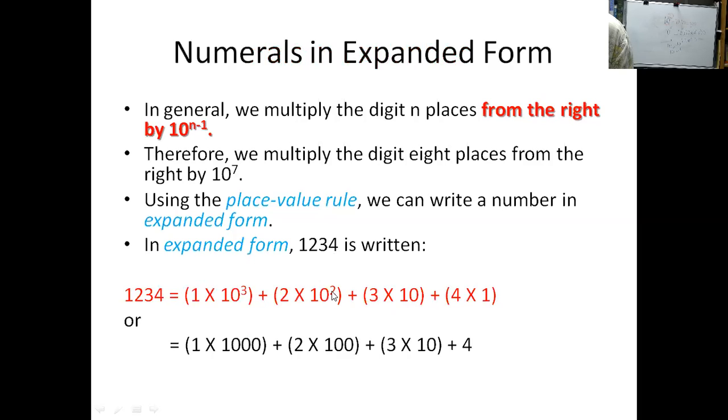So it's n minus 1. This is in the third position, okay? Third position, multiplied by n minus 1, multiplied by 10 to power of 2. So you take the position, call it n, minus 1, multiplied by that number. This is in the fourth position. So 4 minus 1, 3. So multiply by 10 to power of 3. Okay?